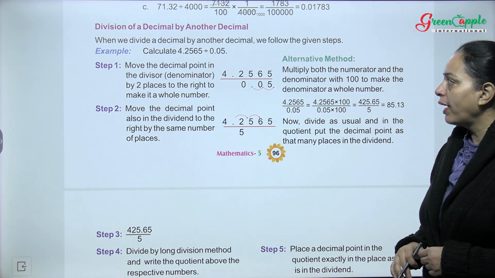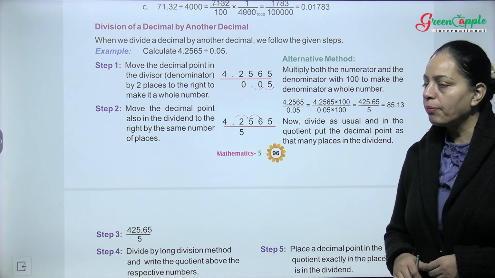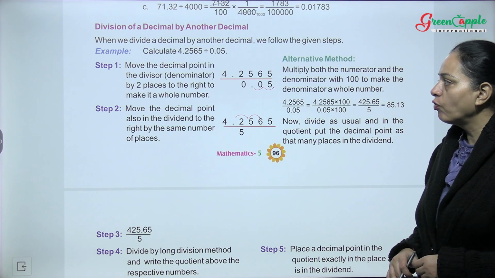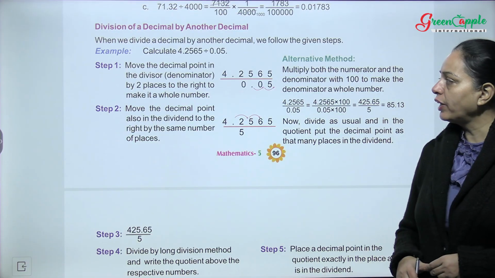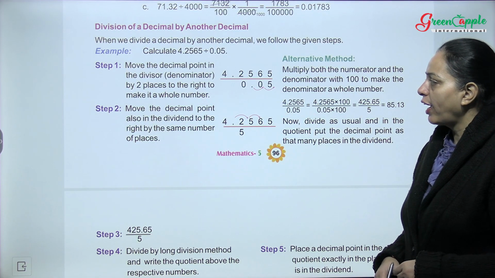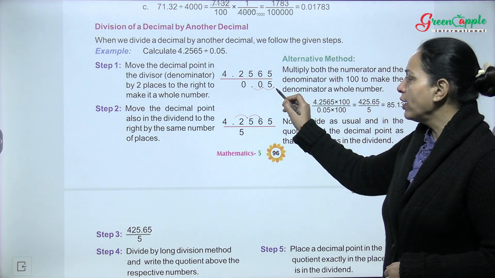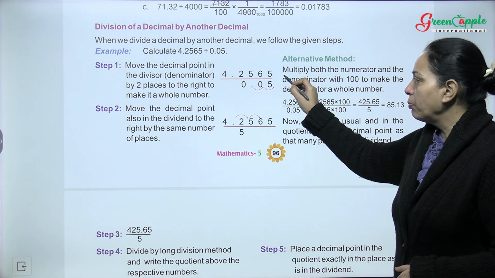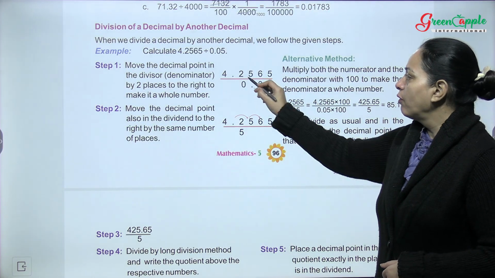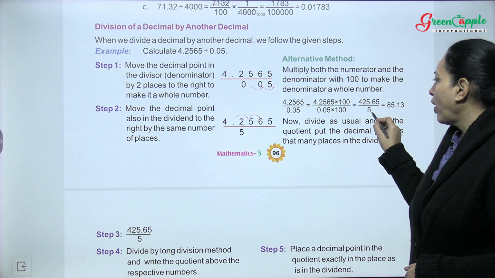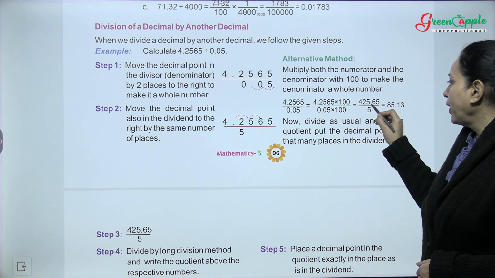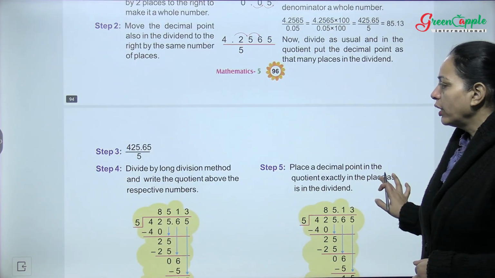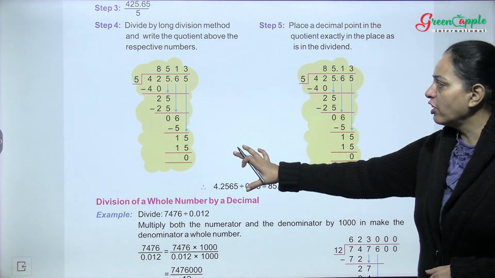Now division of a decimal by another decimal. When we divide a decimal by another decimal, we follow the given steps. Like example, calculate 4.2565 divided by 0.05. So step 1, move the decimal point in the divisor by 2 places to the right to make it a whole number. 0.05 को हम whole number बना देंगे कैसे? So multiply by 100. So ऊपर भी multiply by 100 करेंगे. You will get 425.65 upon 5. Now divide it. So you are getting 85.13, right?